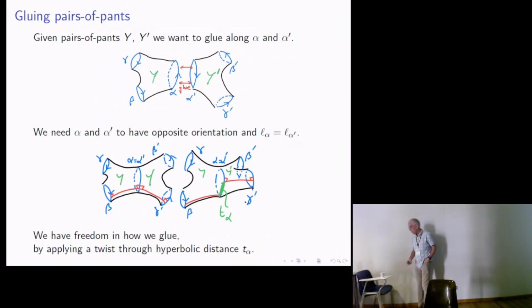And of course we have freedom as to how we glue, so we can twist them around. There are various conventions, and the way I'm choosing to do this is: if that's my reference surface where there's no twist, then I'm just twisting along by a hyperbolic distance T alpha, and T alpha could be negative if I twist in the opposite direction. So I'm not normalizing this with respect to the length of the curve. I could do that, so that one twist is a whole twist, but there are different normalizations. I'm choosing to do it like that. Okay?